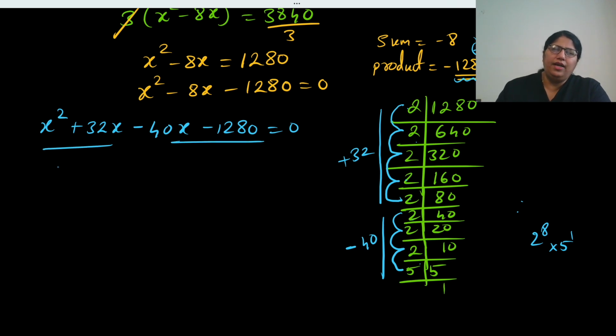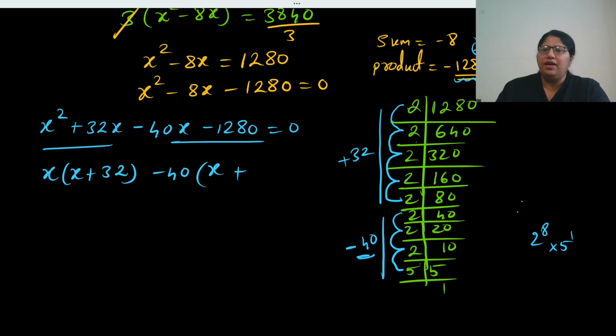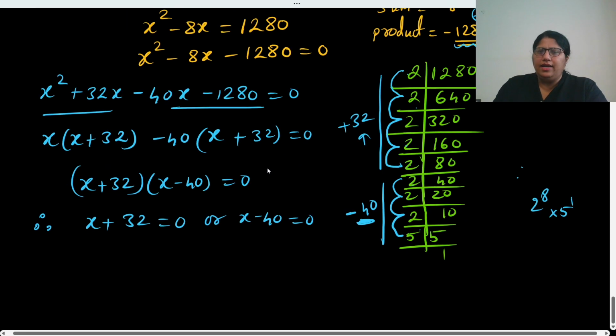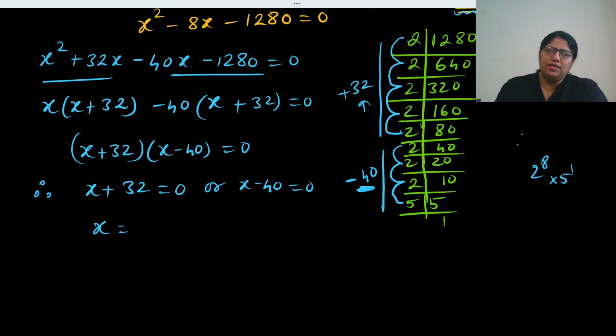Now do the grouping. Take x common: x plus 32, minus 40 is common. It will be x plus, because I'm taking factor 40, the other factor will definitely be 32, right? Equals to 0. So x plus 32 times x minus 40 is 0. Therefore, x plus 32 is equal to 0, or x minus 40 is equal to 0. Right? So what are going to be the two values here? x is minus 32 or 40.